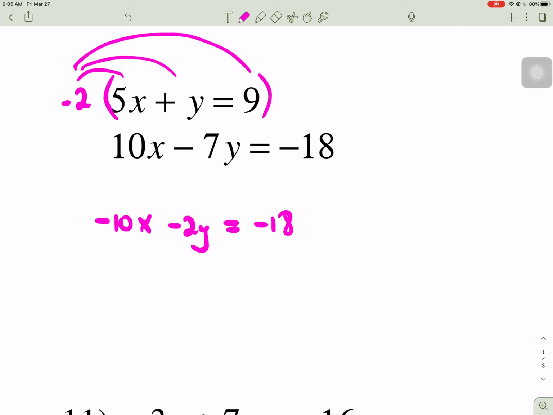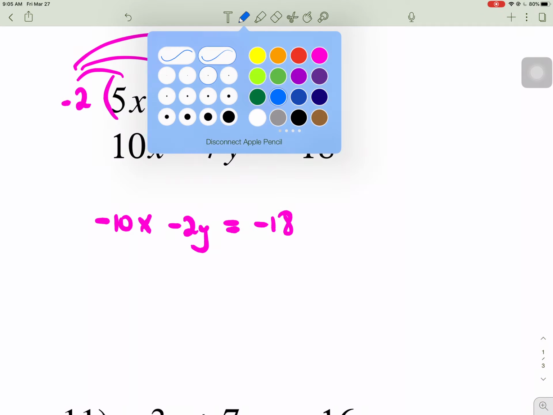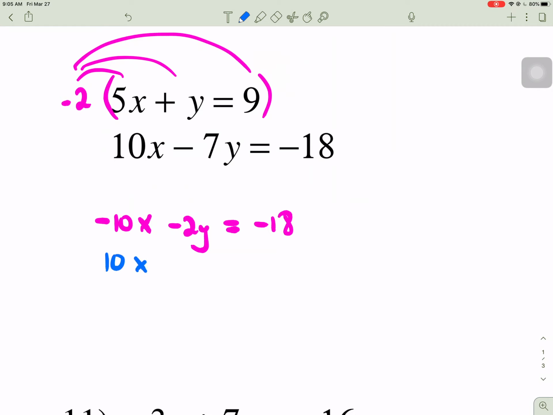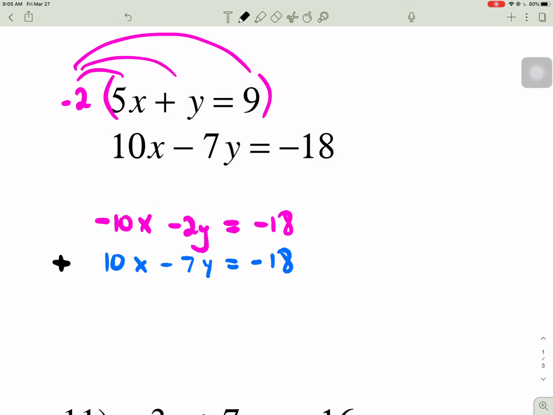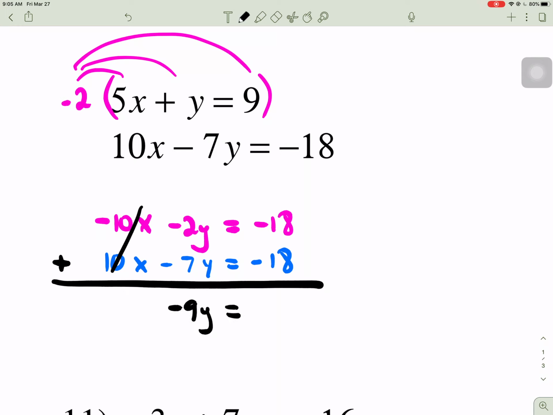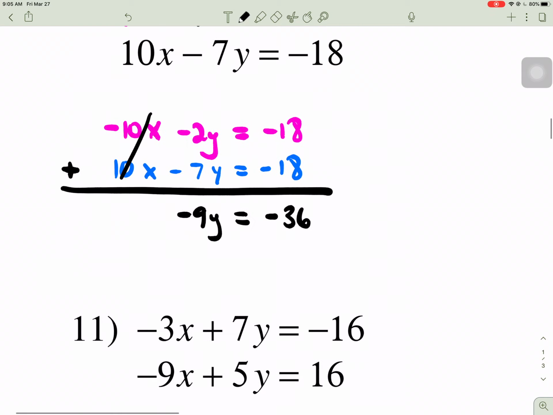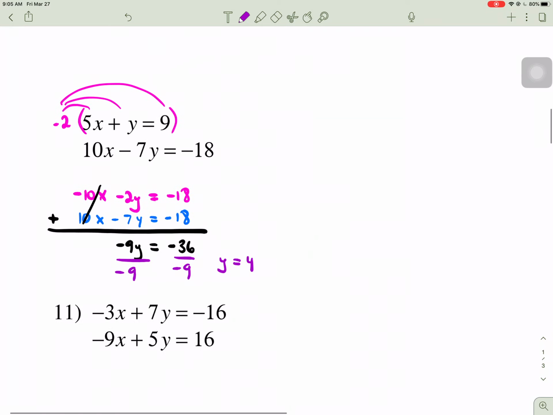equals negative 18. Now, with that, and now my second equation, which is 10x minus 7y equals negative 18, now I am able to add these together, and what's going to happen very nicely, the negative 10x and the 10x will go away. Negative 2y minus 7y, negative 9y, negative 18 plus negative 18, negative 36. And now we see that y equals 4.